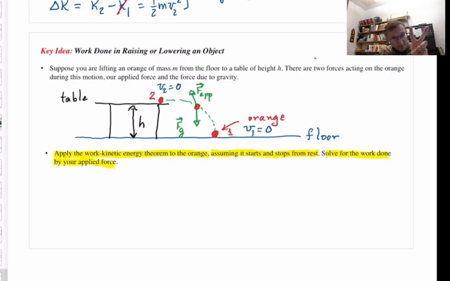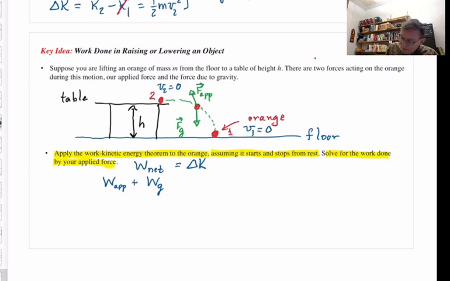We're saved by 2 things. The assumption that the orange starts and stops at rest, and that the other force acting on the orange, F grav, is constant. So here we go. Now it tells us what key physics to use, the work kinetic energy theorem, for the orange. So W net equals the change in the kinetic energy, delta K. All right, let's write down each side. Well, there are 2 forces acting on the orange. My applied force, so there's the work done by my applied force, W applied, plus the work done by the gravitational force, WG. That's the symbolic way to write W net.